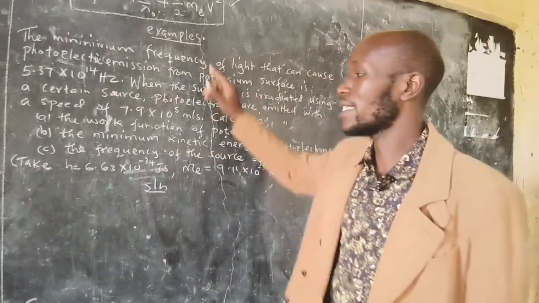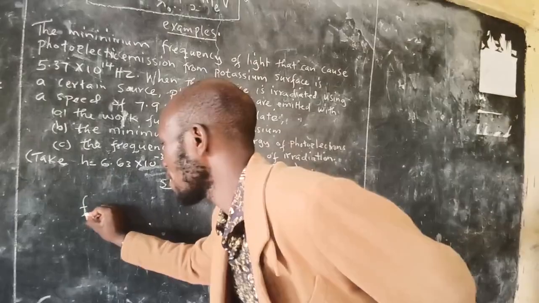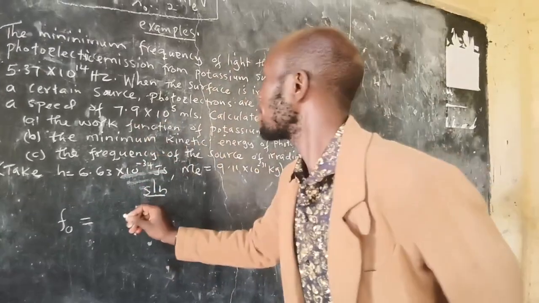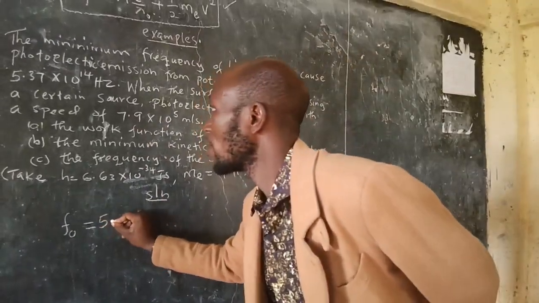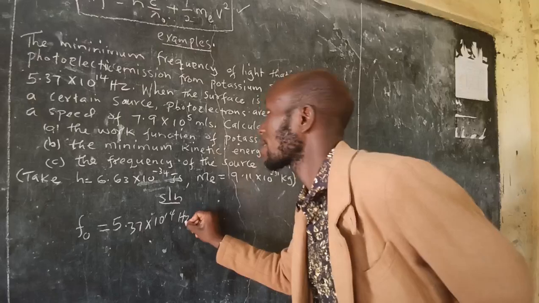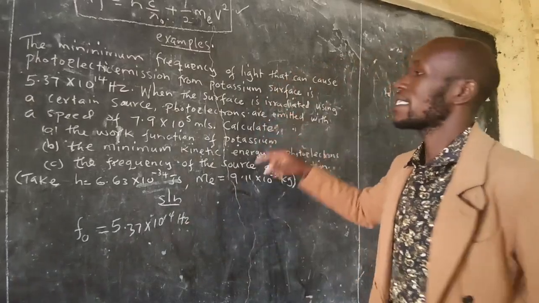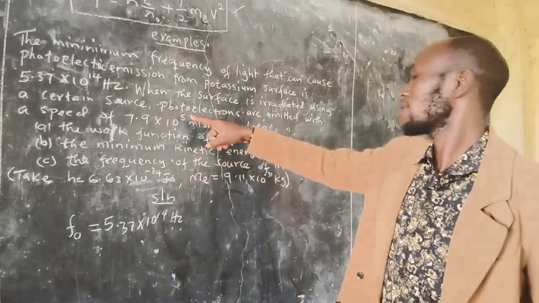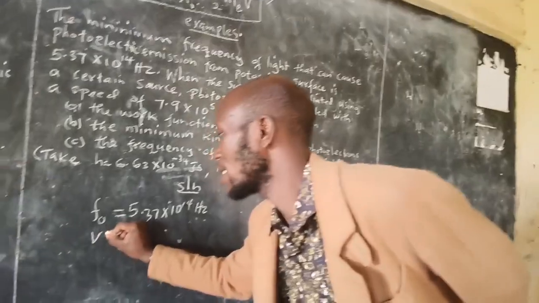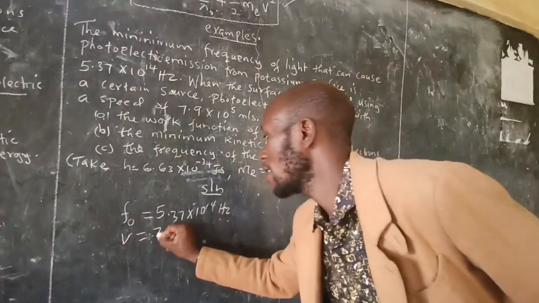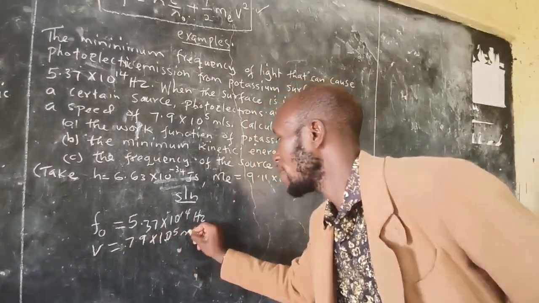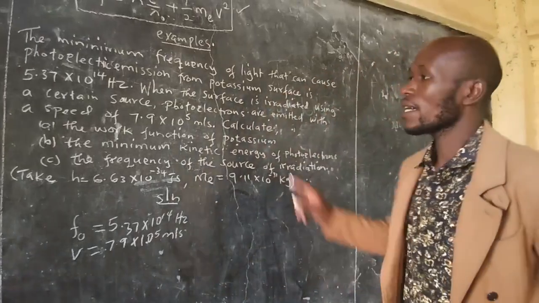Now, when you hear about minimum frequency, it means threshold frequency. It is our f subscript naught. So our f subscript naught is 5.37 times 10 raised to power 14 Hertz. When the surface is irradiated using a certain source, photoelectrons are emitted with a speed. That's our velocity of the electron, 7.9 times 10 raised to power 5 meters per second. Calculate the work function.